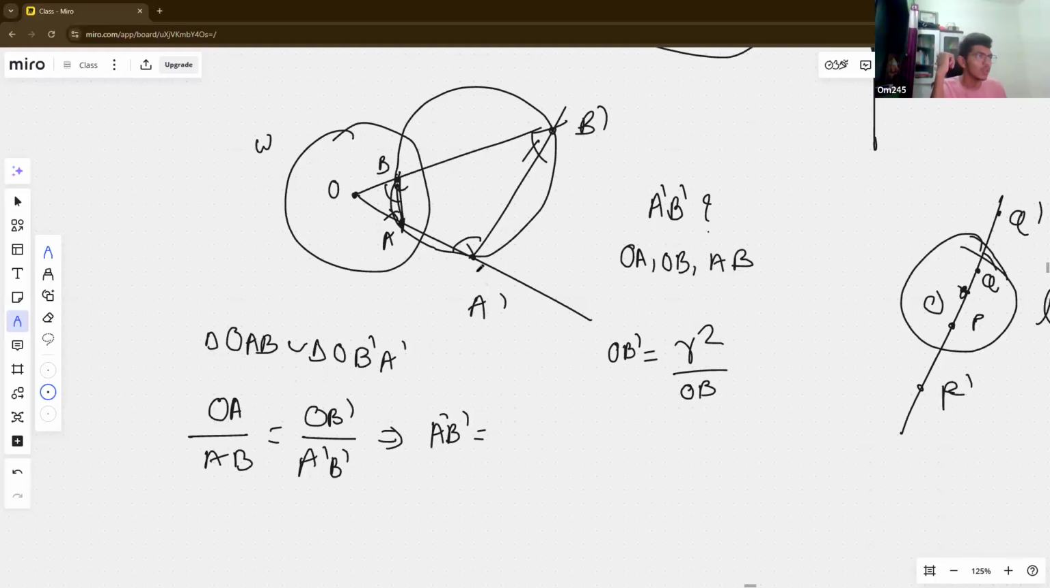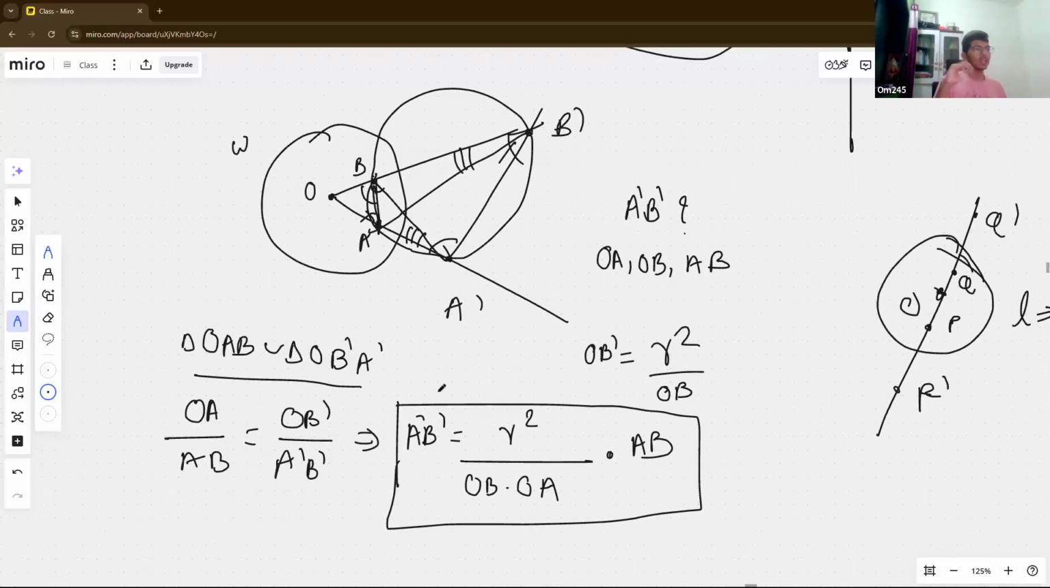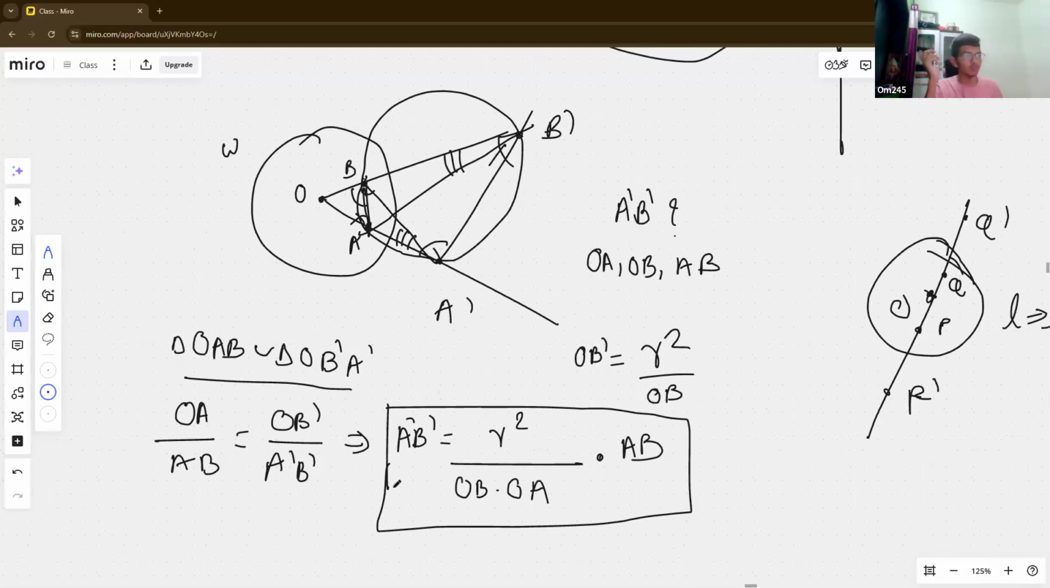Yes, that's also like that. If you see this is a cyclic quadrilateral, so this angle will also equal this angle. But we can just prove it this way also. So this will be R square times AB over OB times OA. So this is quite a nice formula for A'B' in terms of this thing.